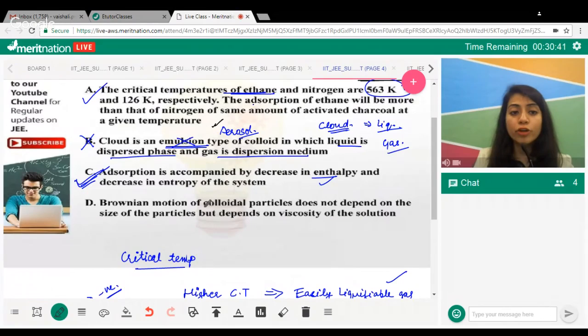D is Brownian motion of colloidal particles does not depend on the size of particles, but depends on viscosity of the solution. Exothermic, Ajay, it means that the energy is released during a particular reaction. All right. Then Brownian motion does not depend on the size of the particle, but depends on the viscosity. This statement is absolutely wrong because Brownian motion depends on the size of the particle as well as on the viscosity. What it doesn't depend on is the nature of the particle. So this statement again is wrong.